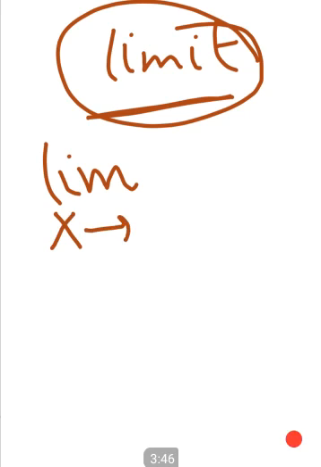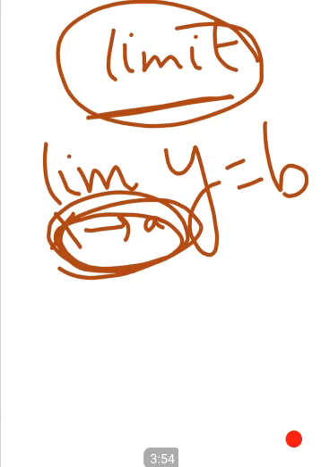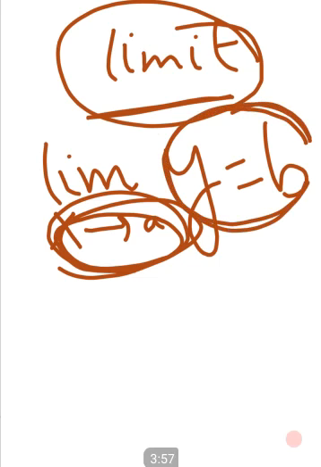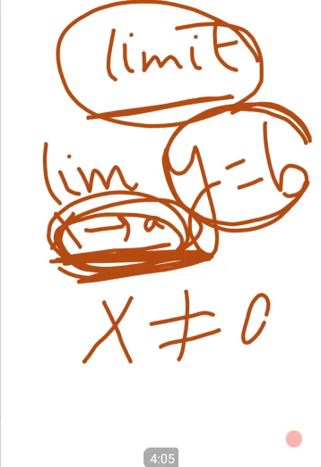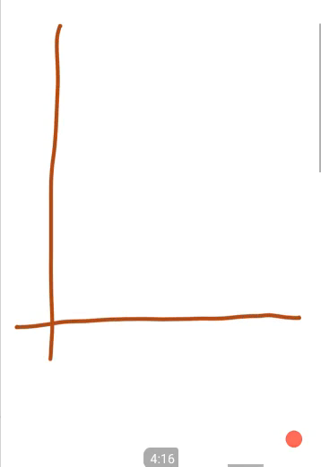Now what is a limit? The notation is like this. We can write it as, if x goes closer and closer to A, then y moves closer and closer to B. So we need to make x closer and closer to A, but not exactly A. Here x is not equal to A, but x is as close to A as it can be. So we'll check it out graphically how this works.